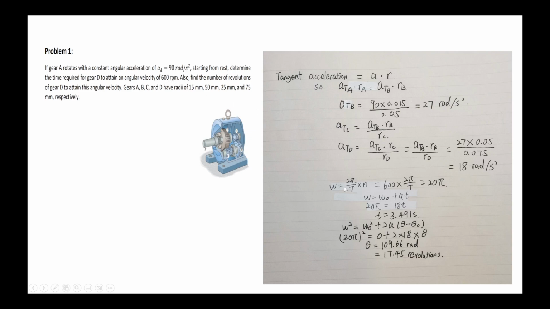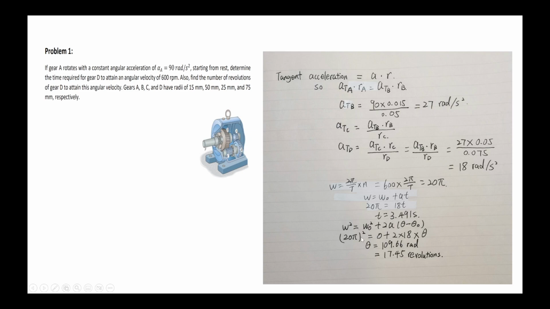So here, angular velocity is equal to 2 pi divided by T, which is for one revolution. So here is 600 revolutions, so we just multiply by 600, which is equal to 20 pi. And according to this equation, we can get the time spent for gear D to attain the angular velocity, which is 3.491 seconds. This is one of the final answers, for the time t.